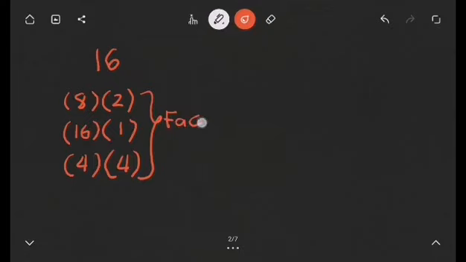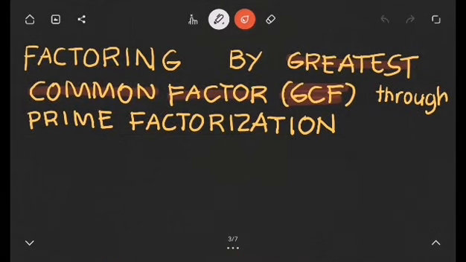Another one, pwedeng 16 times 1, or pwede rin namang 4 times 4. So, etong lahat ng ito, ang tawag sa kanya ay factors of 16. Okay. So, in this lesson, we are going to try to factor polynomials using the greatest common factor or the GCF through prime factorization o yung tinatawag na listing method.